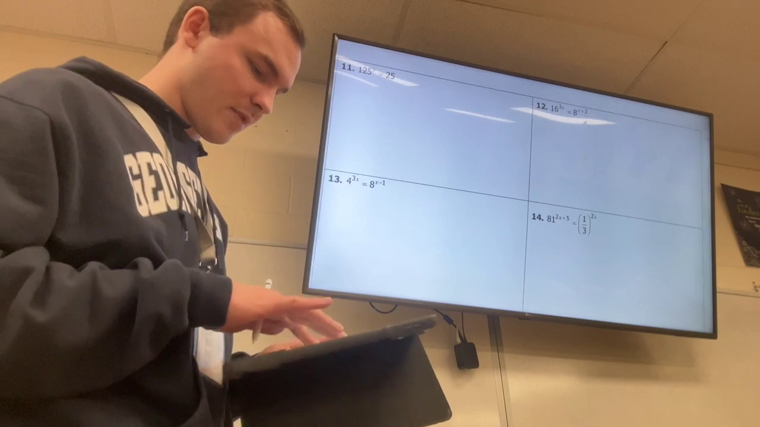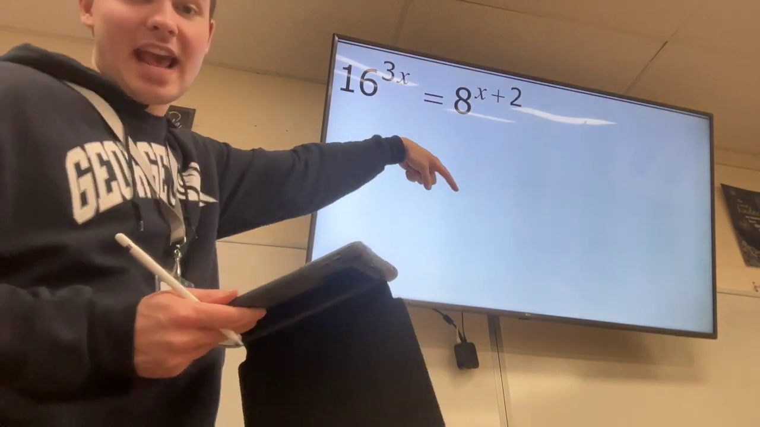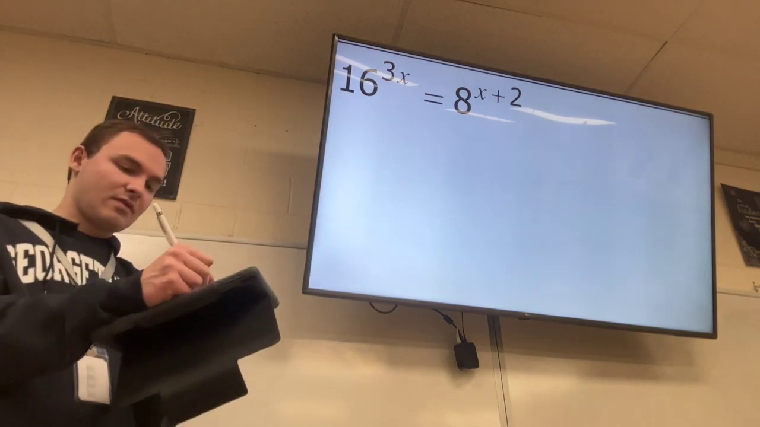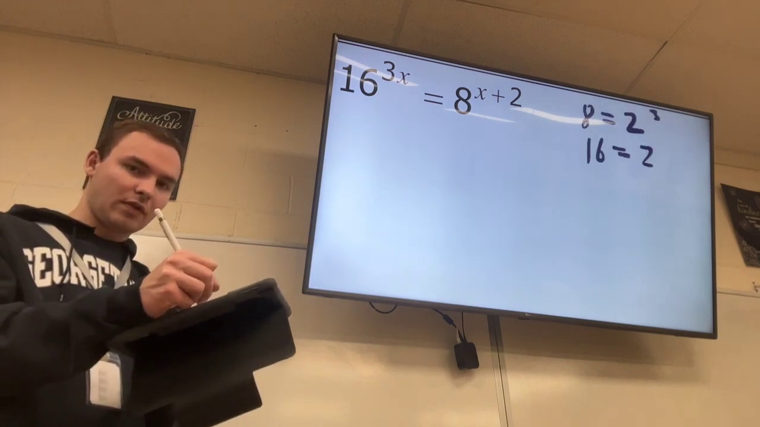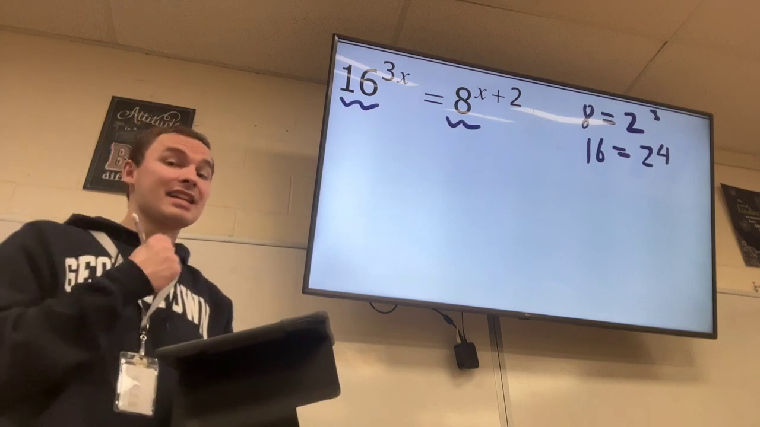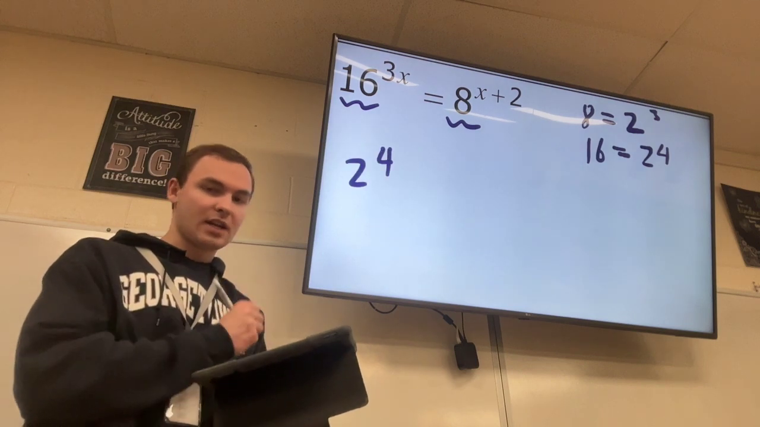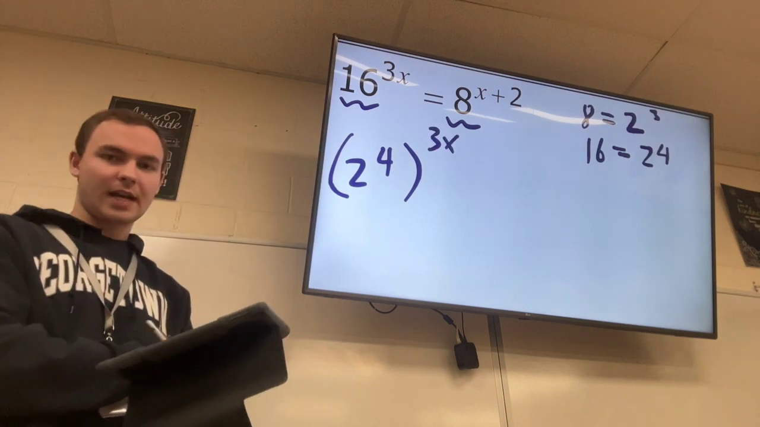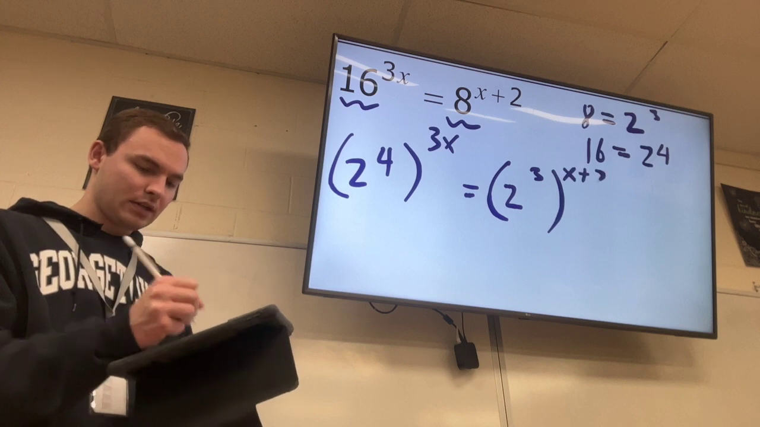I want to find an example. Here we go, here's another example I want to show you guys. 16 and 8: my bases aren't the same, but they're both powers of 2. 8 equals 2 cubed, and 16 equals 2 to the 4th. So I'm going to rewrite both of these, and I need to put them in parentheses when I rewrite them. For this example, 16 equals 2 to the 4th, and that's still raised to the 3x. 8 equals 2 cubed, and all of that is still raised to the x plus 2.